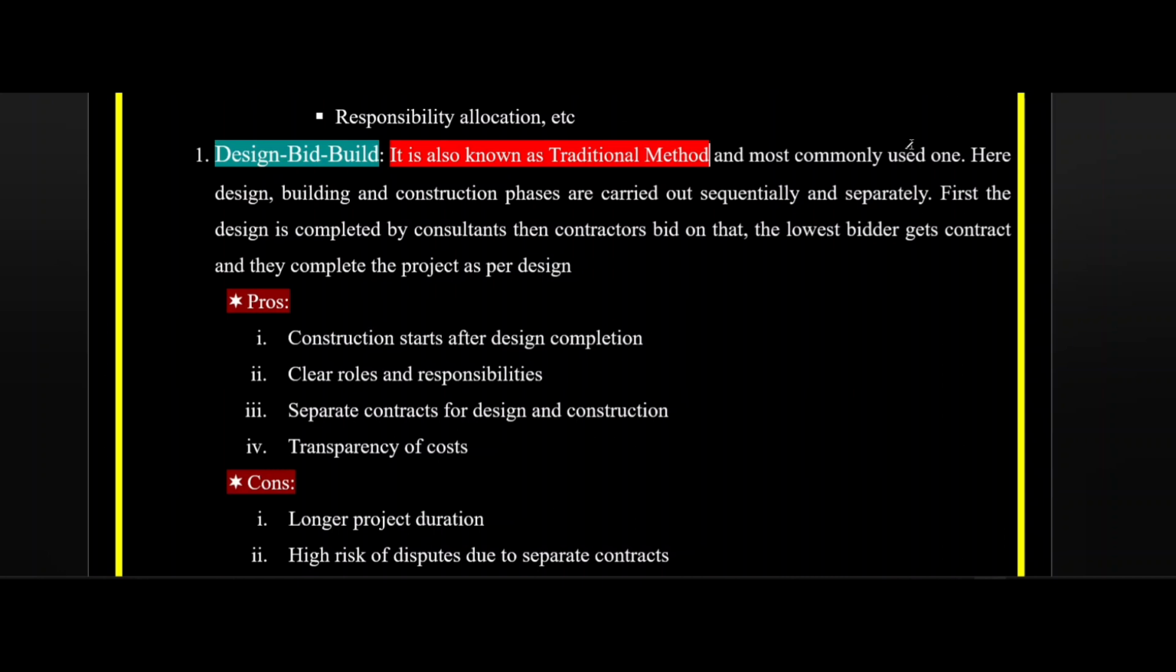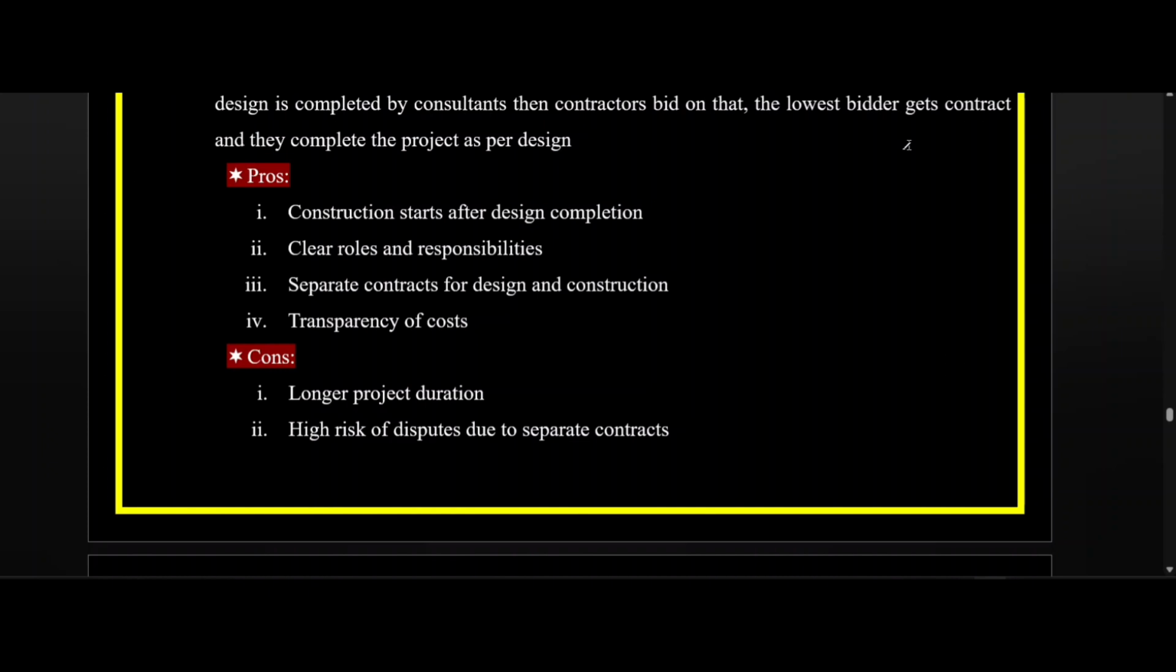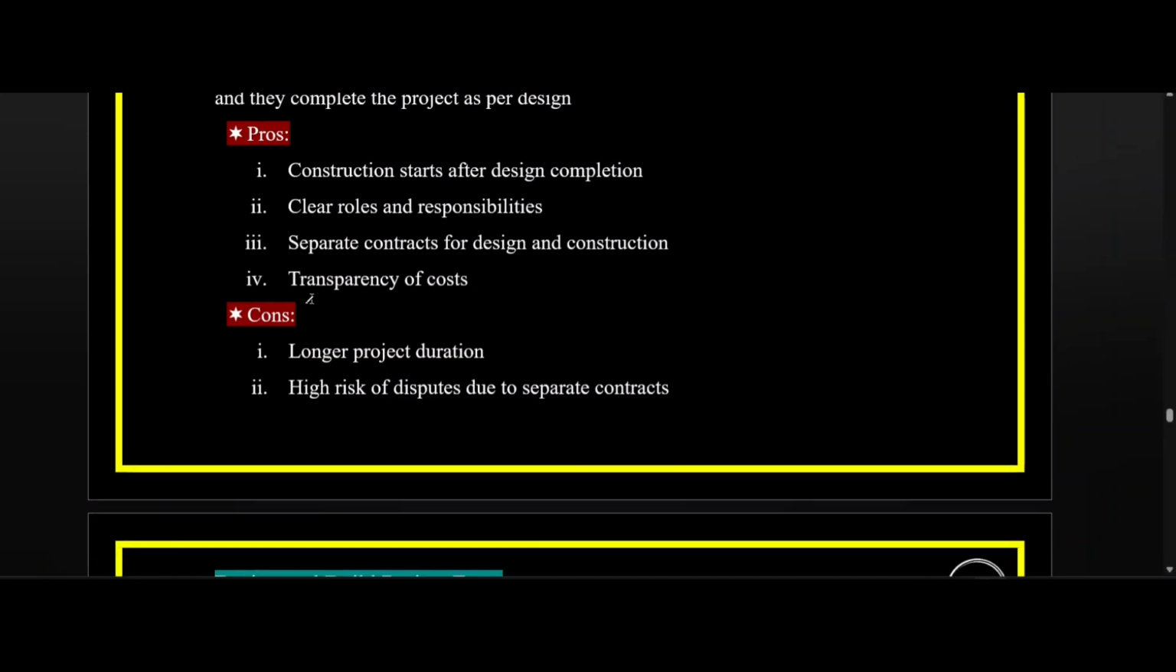So for this project form, there are some pros or advantages like construction starts after design completion, clear roles and responsibilities for both owner and the construction contractor and design consultant, separate contracts for design and construction, transparency of cost. So the owner can have a better transparency for the design cost and the actual construction cost. As there are advantages, there are also some cons or disadvantages.